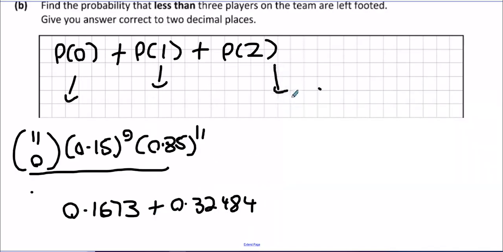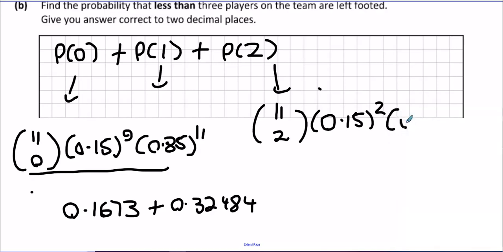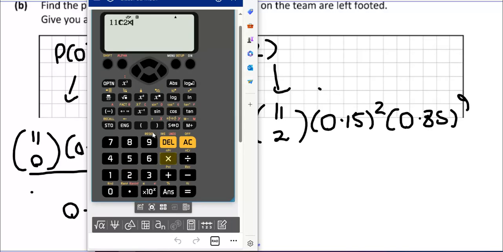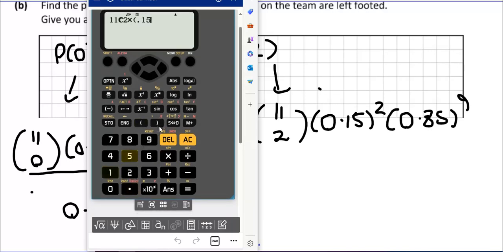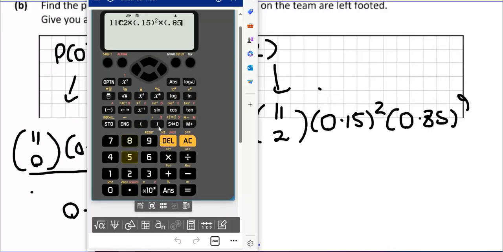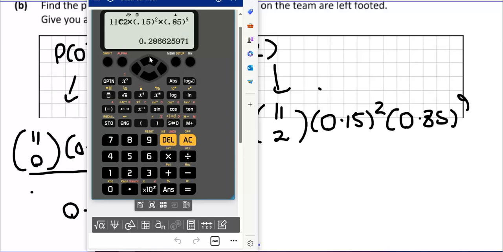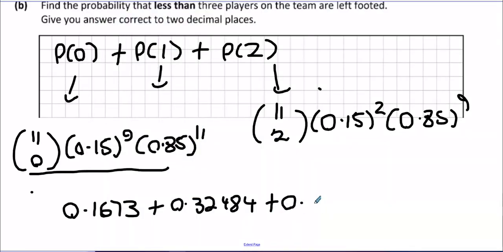And then the probability of having two left footers is 11 choose 2, 0.15 to the power of 2, 0.85 to the power of 9. Okay, so you got 11 choose 2, multiply by bracket 0.15 squared, multiply by 0.85 to the power of 9. And you get 0.2866. And we add them all together, you'll get 0.78 to two decimal places. You're done. Now we're on to part C.